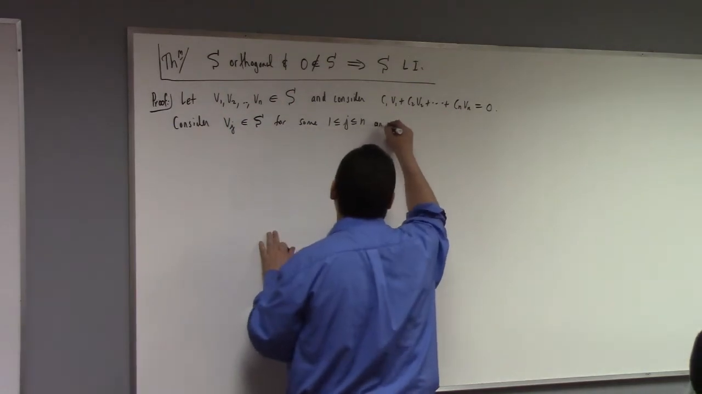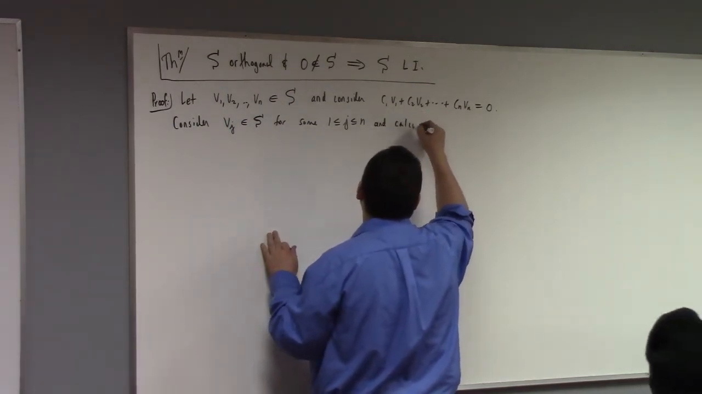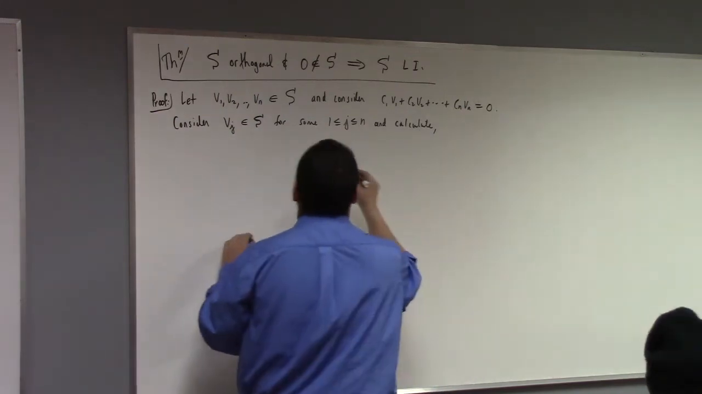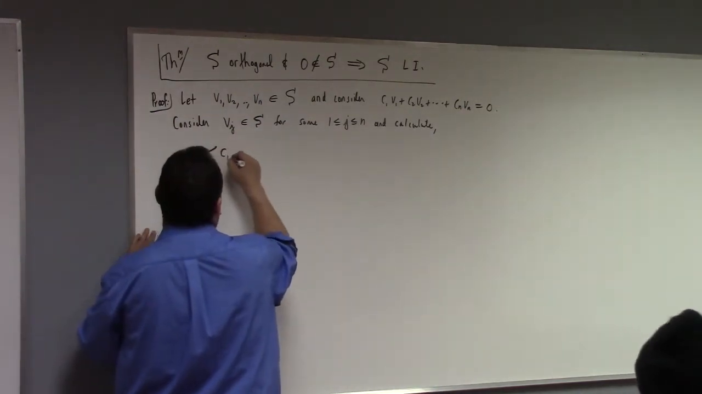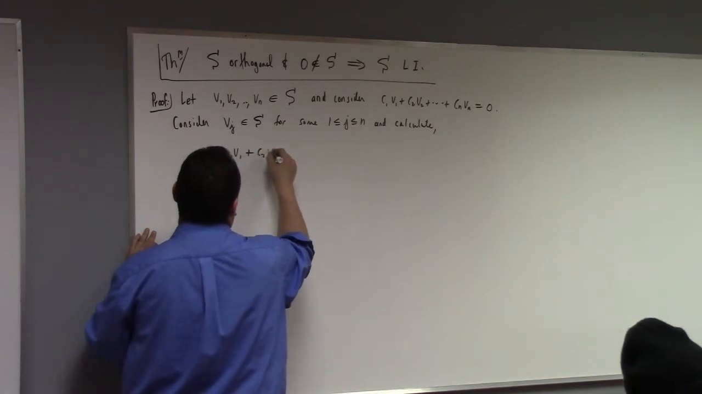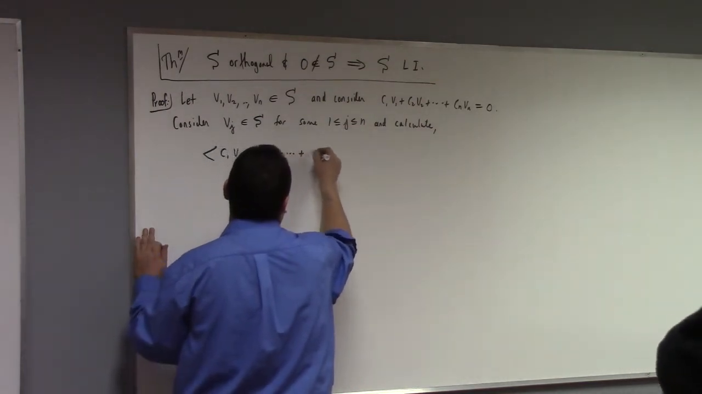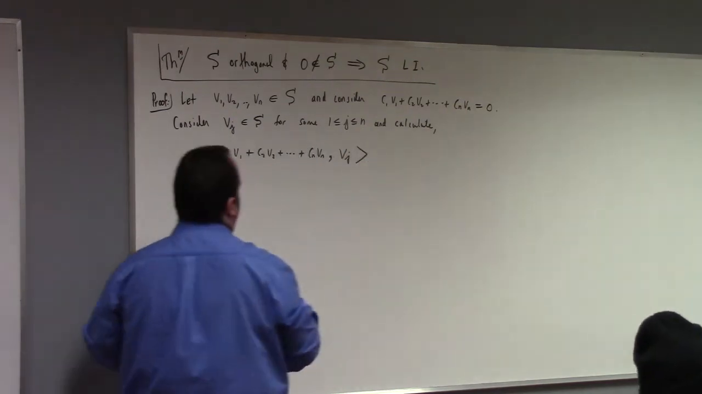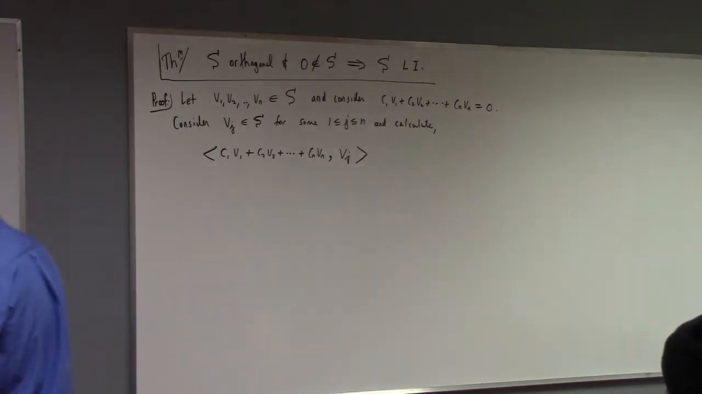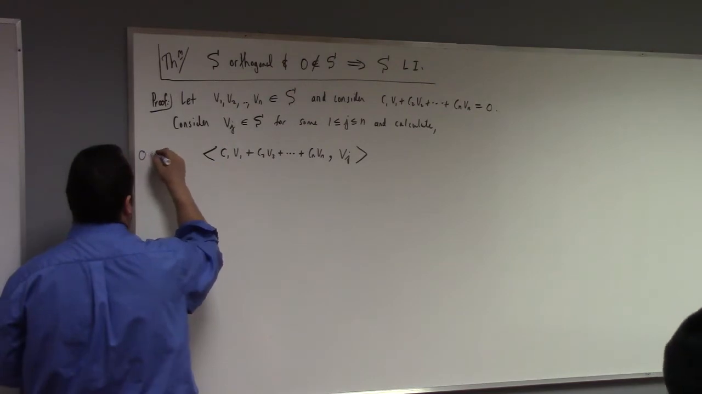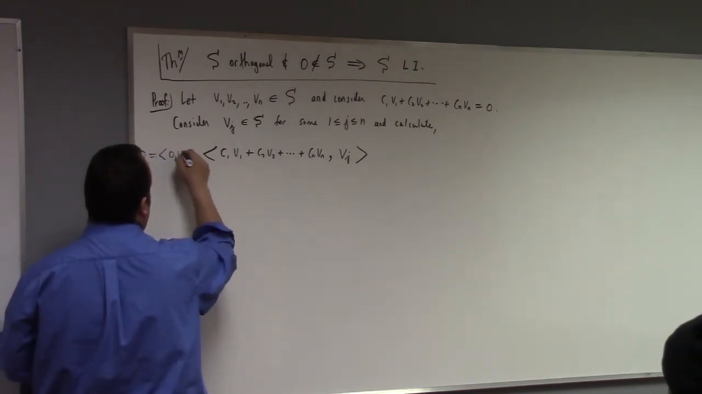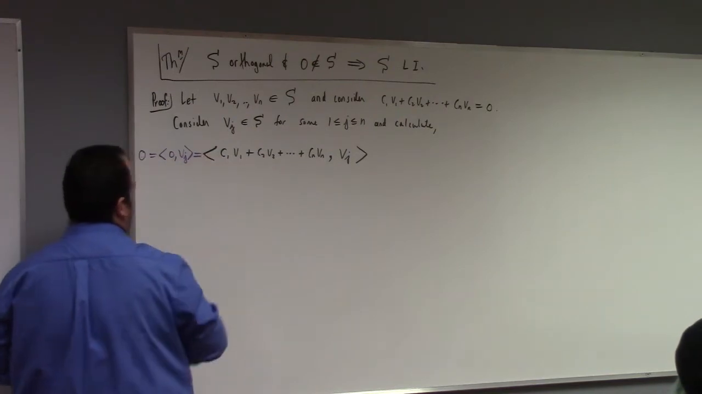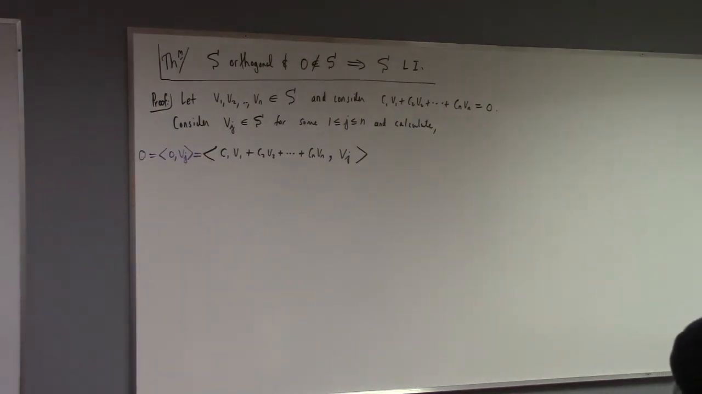And calculate the inner product of c1 v1 plus c2 v2 plus ... plus cn vn with vj. If you'll allow me this small calculation, of course, this should be equal to 0, because whatever we're calculating here must be 0, because the inner product of 0 with anything is 0.